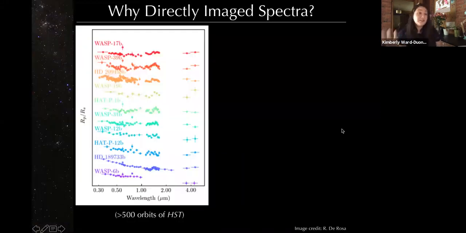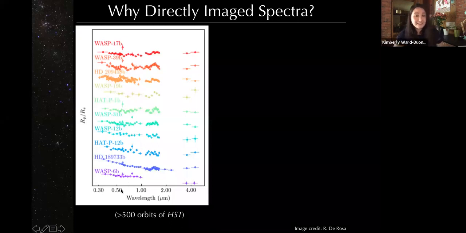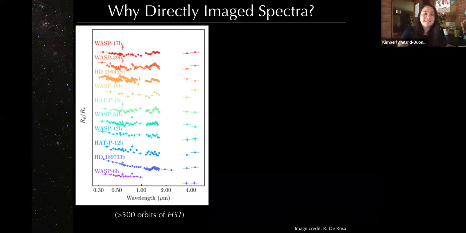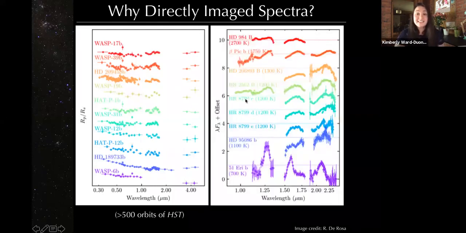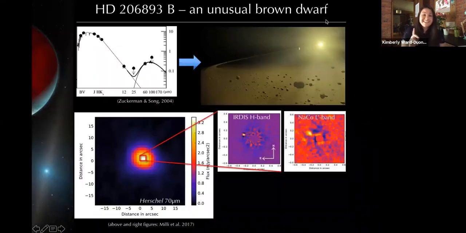So why do we want to use directly imaged spectra instead of the spectra that we can measure through transits, for example? And this is just a gallery of what over 500 orbits of HST has produced for hot Jupiters. So for these transiting, very close-in hot exoplanet systems, you can see that most of these are very featureless spectra. There's really not a lot of atmospheric features, molecular features in these objects. But if you go to direct imaging, you start to see a much wider variety of atmospheric processes at play when you can measure the light from the planet directly. And so this is a really powerful tool to be able to measure the emergent spectra of these objects.